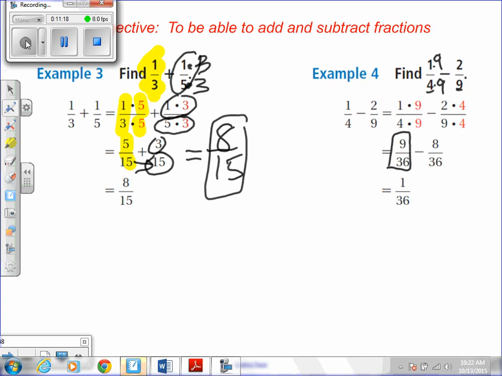Okay, 9/36 means the exact same amount of cheesecake as 1/4 does. And then over here we took this denominator times the other denominator, 9 times 4, but if you do something to the denominator, you have to do it to the numerator. Always, always, always in fraction land. All right, so then we get 8/36. You can subtract the numerators, keep the denominator, and you get 1/36.